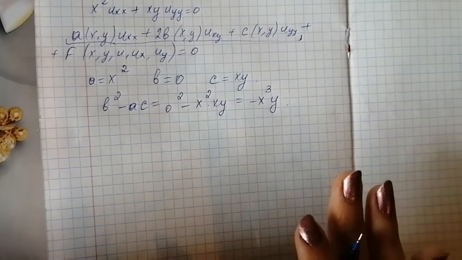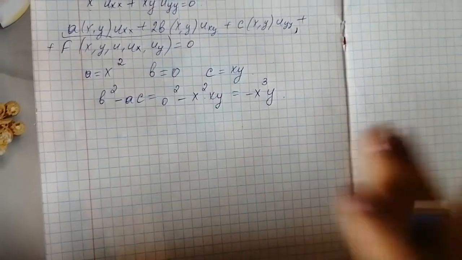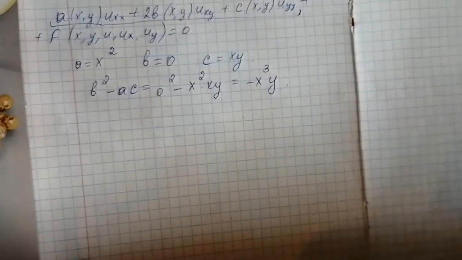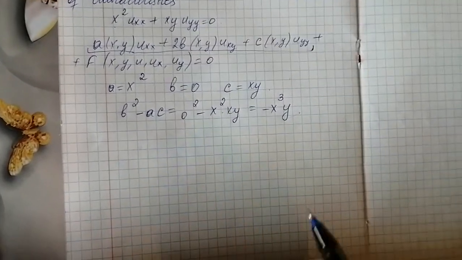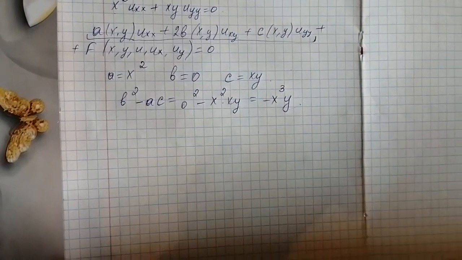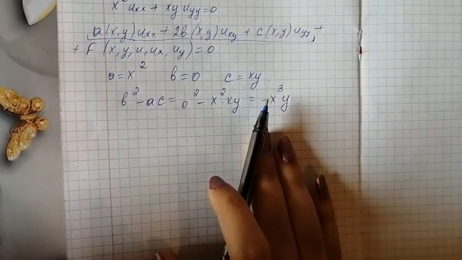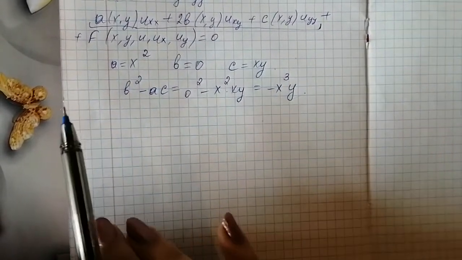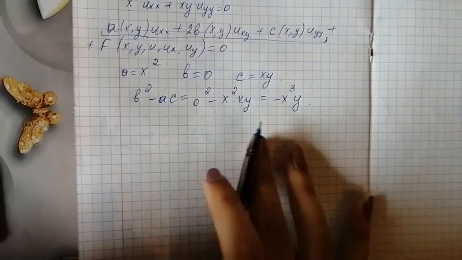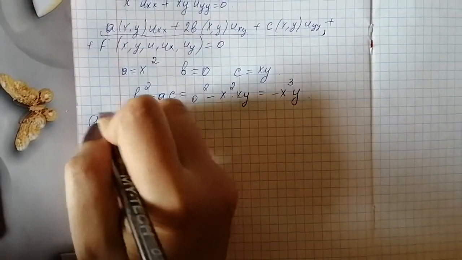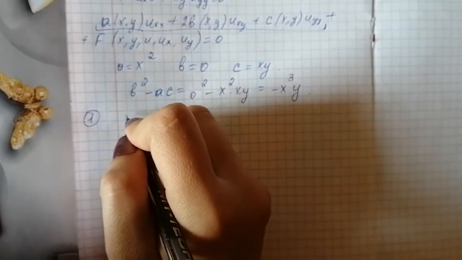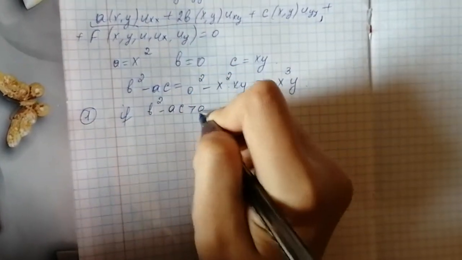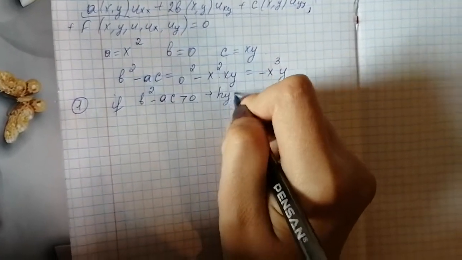But we don't know whether it is hyperbolic, elliptic or parabolic, because x can be any number, y can be any number, and we don't know whether the result will be negative, positive, or equal to 0. In this case we have to look at all three cases: hyperbolic, elliptic and parabolic type. Let's begin with hyperbolic type. You know that if b squared minus ac is greater than 0, then it is a hyperbolic type of equation.